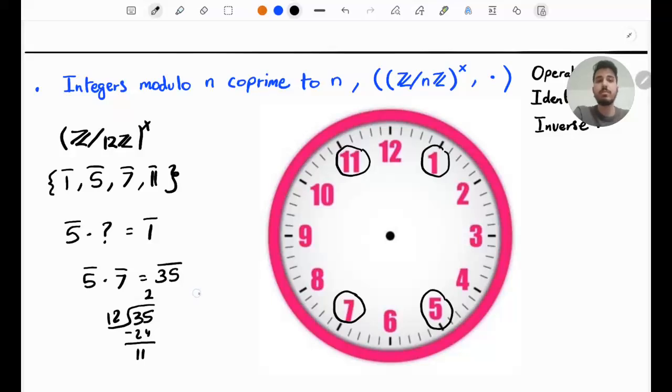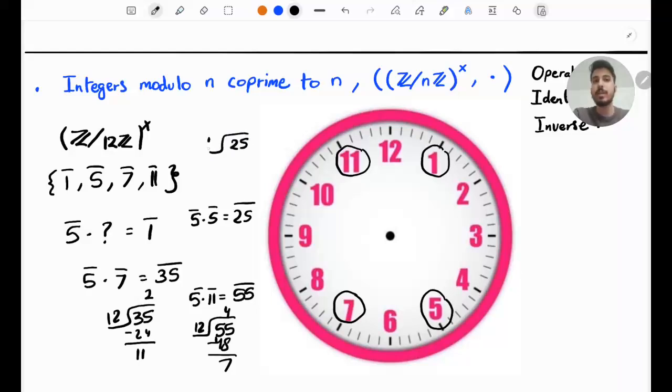Is it 11? Their product gives 55. But does it really give 1 when you divide it by 12? Does it really give 1 as a remainder? Let's see. So 12 times 4 is 48. And their difference is 7, not 1. What else is there? Well, there is 5 itself. So if we multiply 5 by itself, we get back 25. And what is 25 modulo 12?